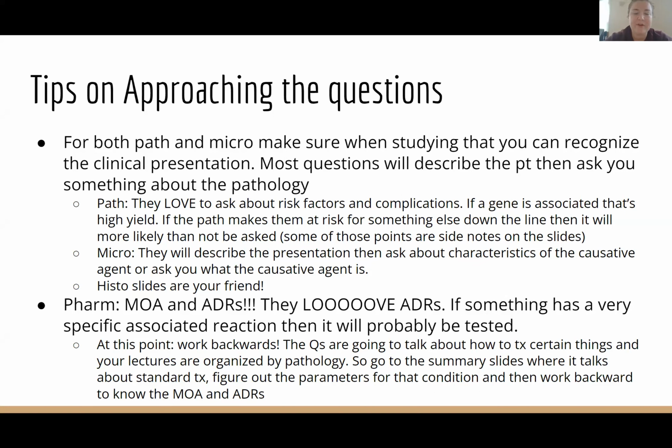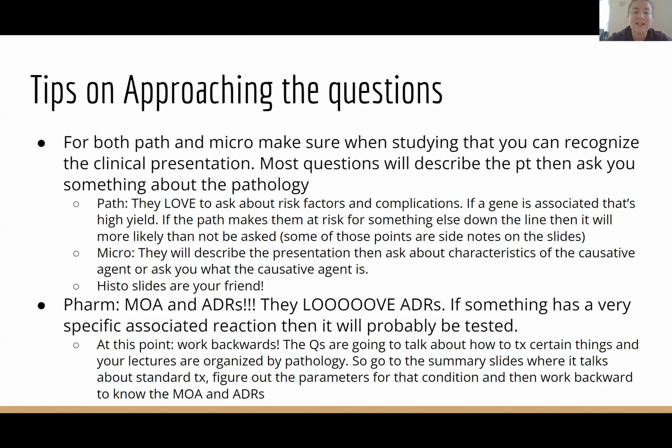And then micro, again, they're going to describe it, and they love asking about the characteristics of the causative agent, or what the causative agent is. We'll go over that, but sometimes it's as small a detail as gram positive diplococci, or single stranded positive sense RNA, down to that kind of detail. So just be aware of that.